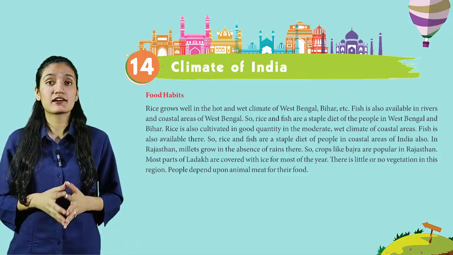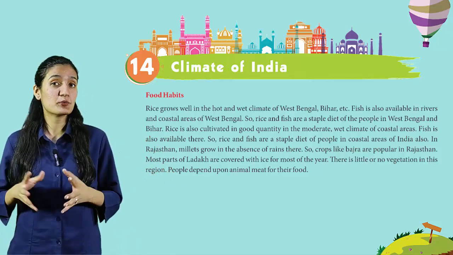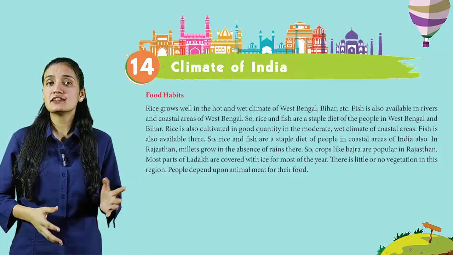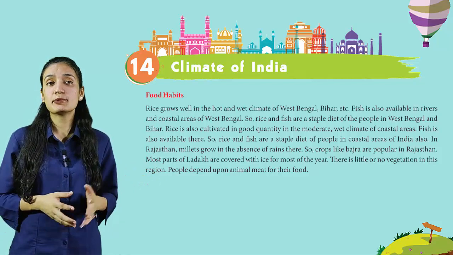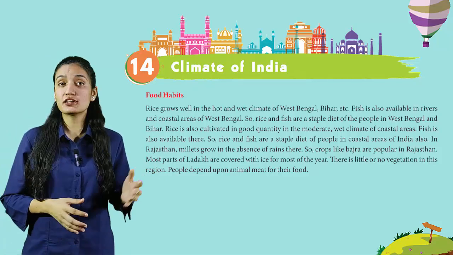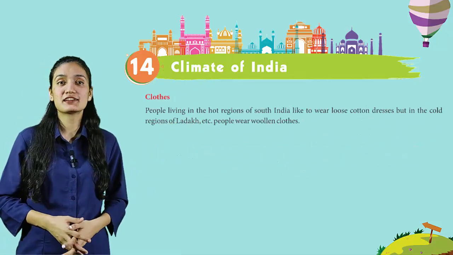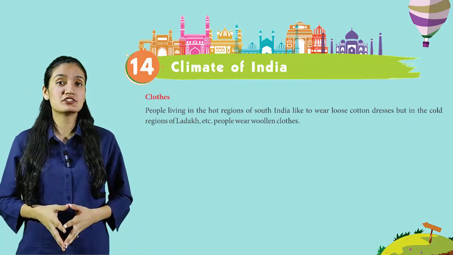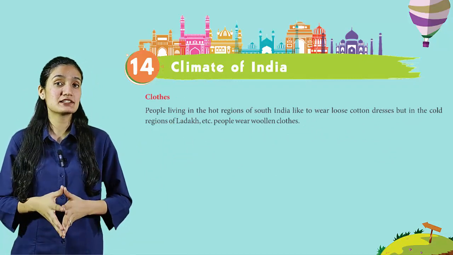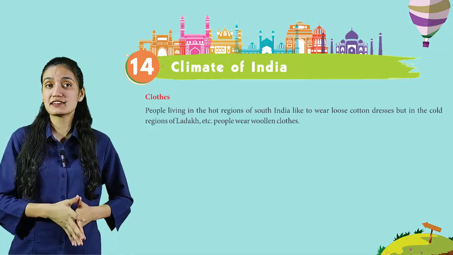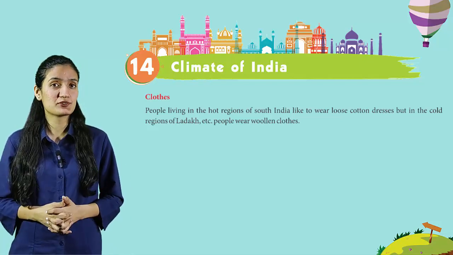Most parts of Ladakh are covered with ice for most of the year. There is little or no vegetation in this region. People depend upon animals' meat for their food. Now, clothes. People living in the hot regions of South India like to wear loose cotton dresses, but in the cold regions of Ladakh, etc., people wear woolen clothes.